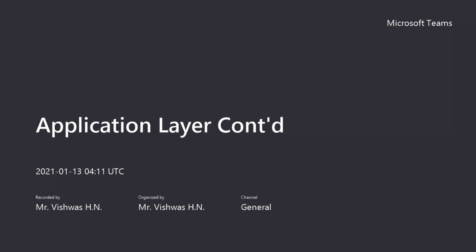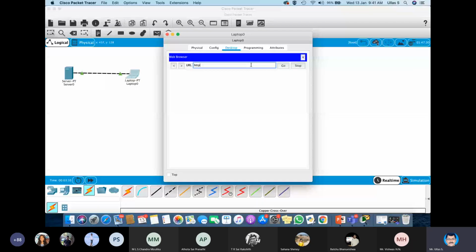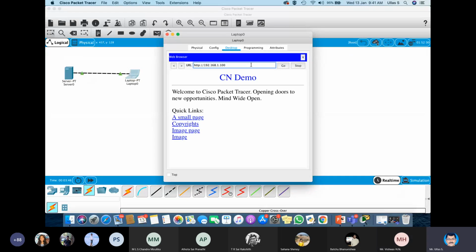I will type HTTP://192.168.1.100. This is the IP address I have given, right? So index.html is the default file it will load. Without any problem, it will be loaded. So you can see whatever I have edited, it has come up.